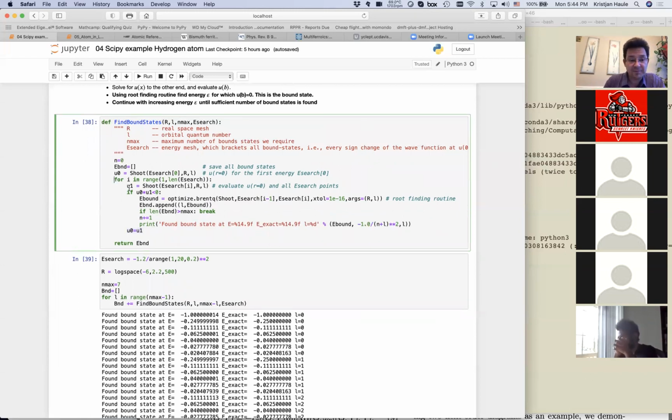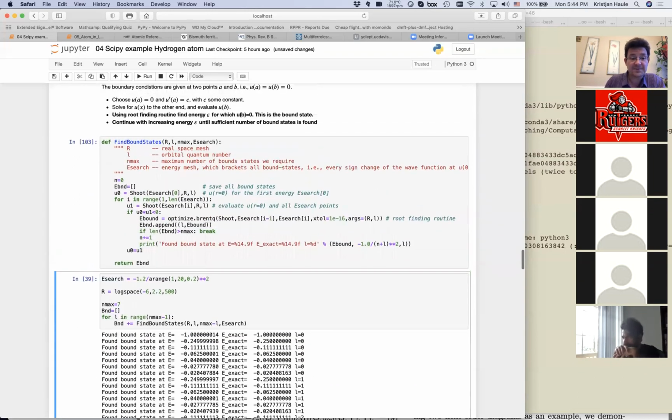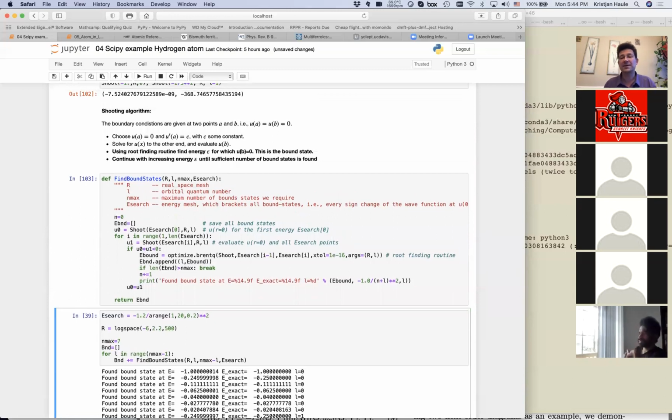So we are looping through the energy on this mesh, and we are evaluating. We are bracketing the 0. Once we see that the 0 has occurred between the two points, then we find the bound state very, very precisely with this root finding routine. Okay, so I'm executing this, and now everything is ready for finding all bound states of the hydrogen atom.